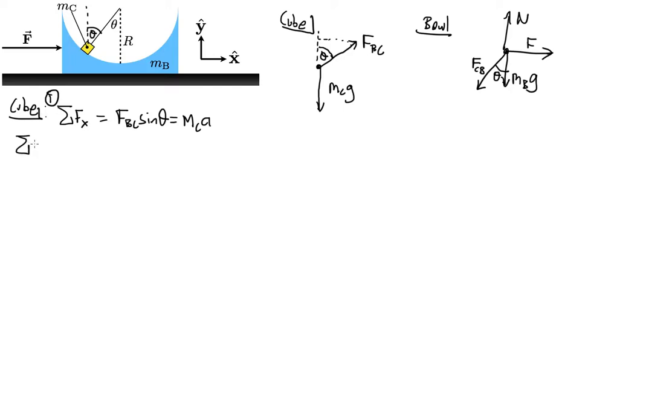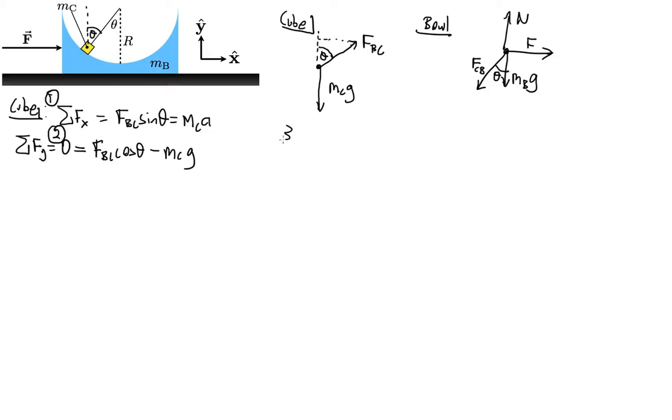The sum of the forces in the y direction is going to be 0, because there's no acceleration up and down. So ma on that side is 0. That's where the 0 comes from. And then we write down the sum of the forces. That's FBC times cos theta minus mc times g. Okay, that's good. Need this one for later, so I'll call that equation 2.